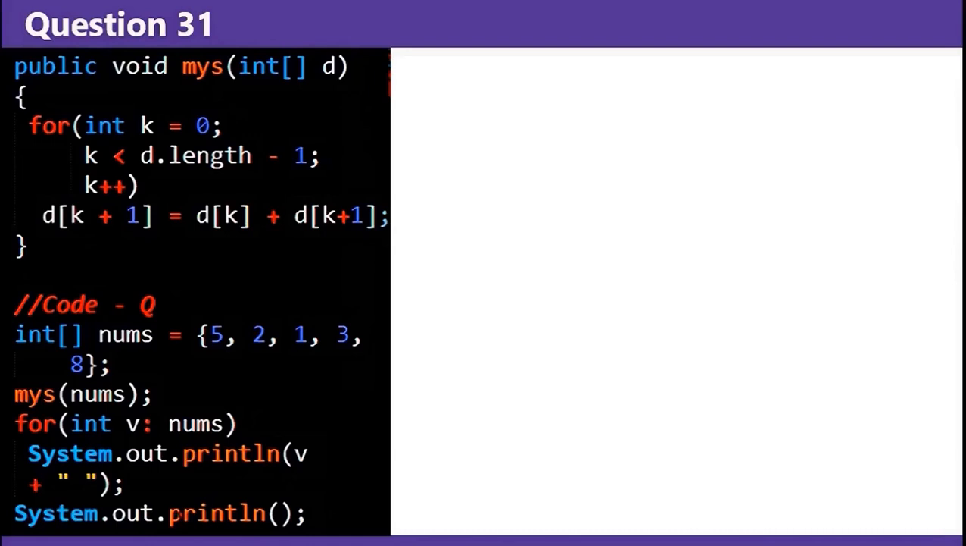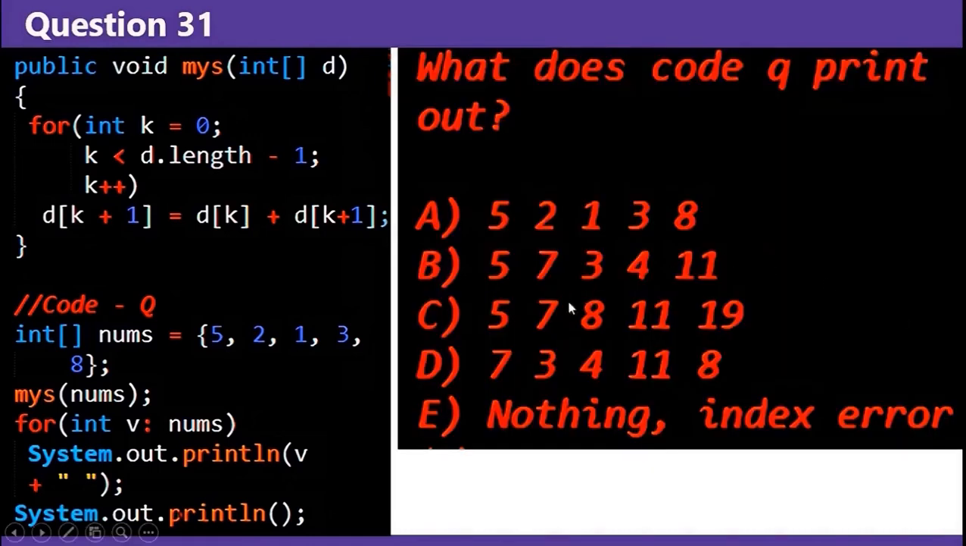Question 31 modifies an array by adding each element to its immediate neighbor. The first element will stay 5 because the first element you change will be the element in index 1. 5 plus 2 is 7, so the second element will be 7. 7 plus 1 is 8, so the third element will be 8. And with that, you've eliminated every other answer choice except C, so the answer is C.